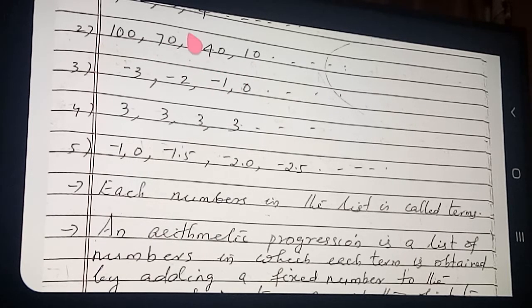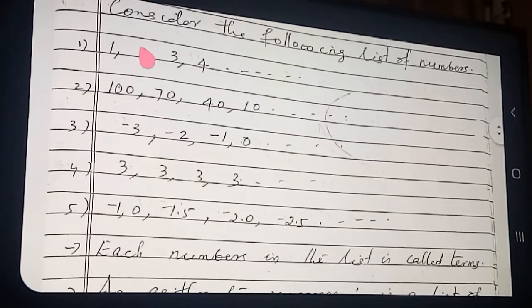Clear? In the previous, first sum you see, here what you got: 2 minus 1, 1; 3 minus 2, 1; 4 minus 3, 1. So here you got a positive number, here you got a negative number, and here the common difference is negative.